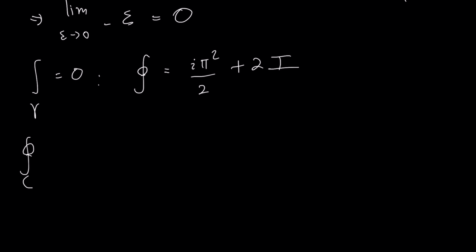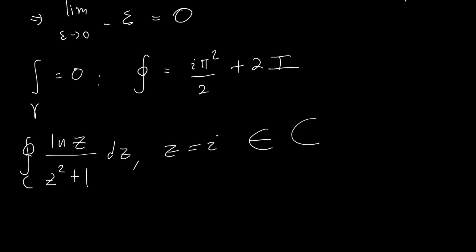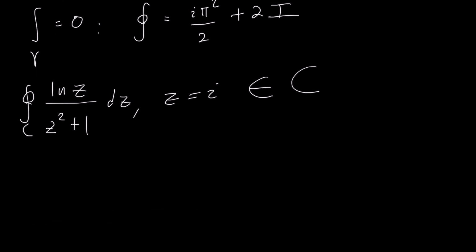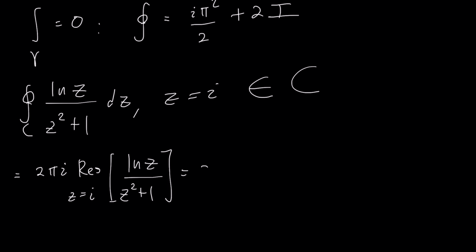So the integral over this contour of the natural log of z divided by z squared plus 1 dz, we said there's a pole at z equals i, and we use z equals i because it's inside our contour. So we can use Cauchy's residue theorem. This will be 2 pi i, the residue at z equals i, of the natural log of z divided by z squared plus 1, which is equal to 2 pi i, the residue at z equals i of the natural log of z, and z squared plus 1 can be factored as z plus i times z minus i.